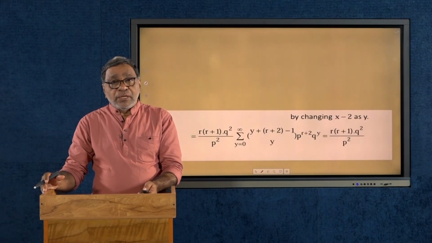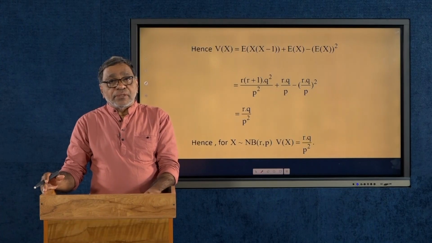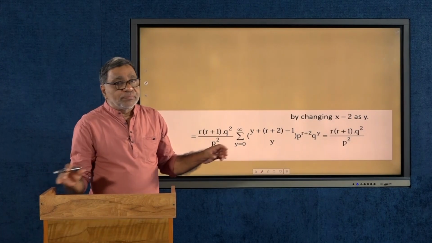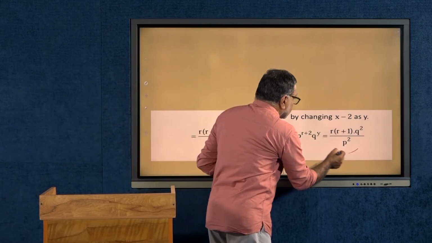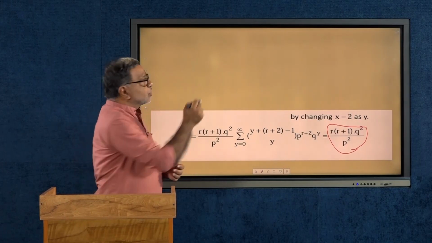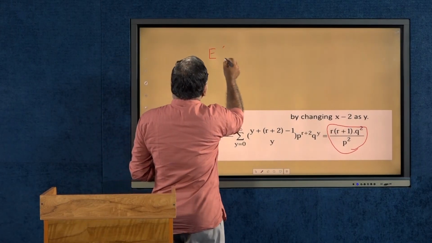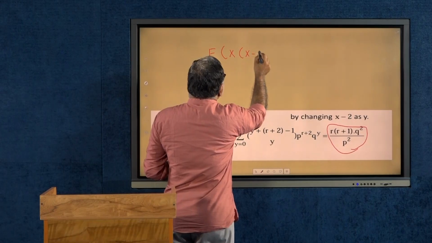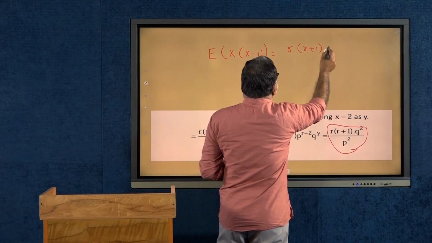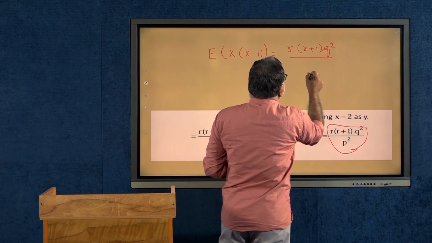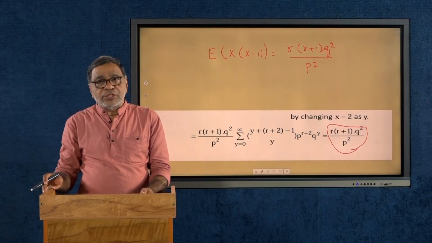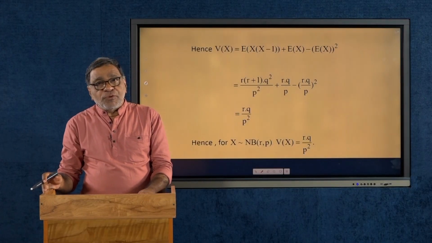So finally, we have r into r plus 1, q square divided by p square. This is our expectation: the expectation of x into x minus 1 is equal to r into r plus 1 into q square divided by p square. And after getting the expectation of x into x minus 1, how do you find the variance?